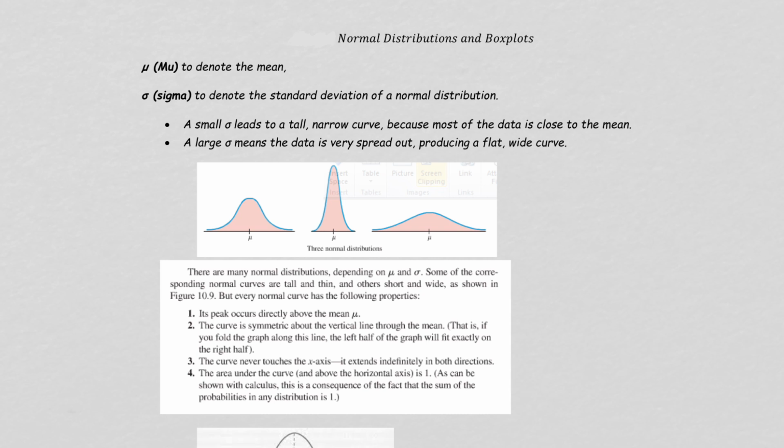In order to be a normal distribution, you need to follow these rules. The first one is that the mean is going to be exactly half. The second one is also saying that if you draw a line through the mean, the right side and left side are going to be symmetrical.